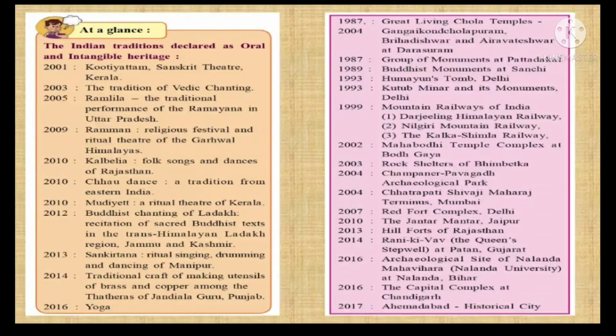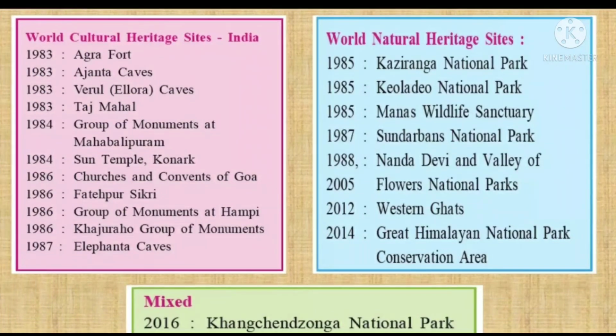Agra Fort, that is Red Fort, Ajanta Caves, Taj Mahal, Sun Temple in Konark, the churches and convents of Goa, Elephanta Caves. This is a cultural heritage. Then I would say some natural heritage like natural parks. Kaziranga National Park, Sundarbans National Park, Western Ghats, which is recently declared, and none other than the Great Himalayas, which is the tourist attraction.